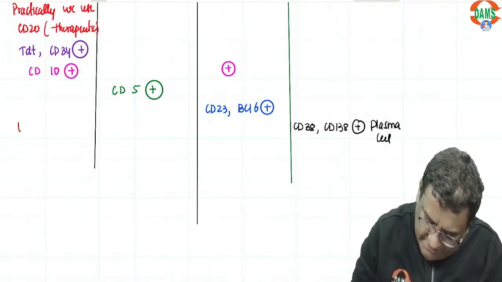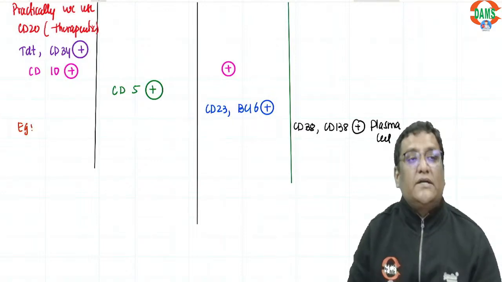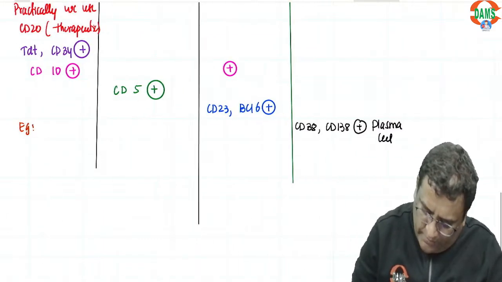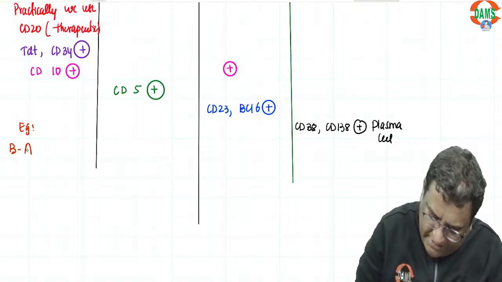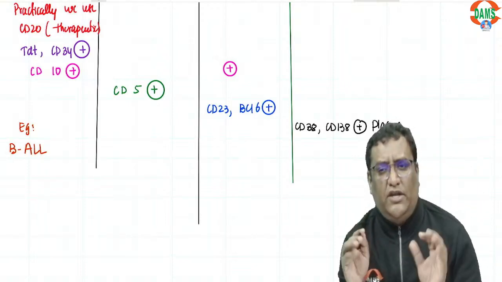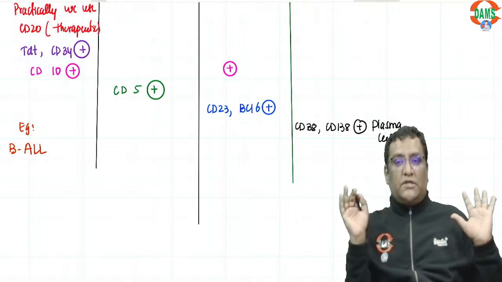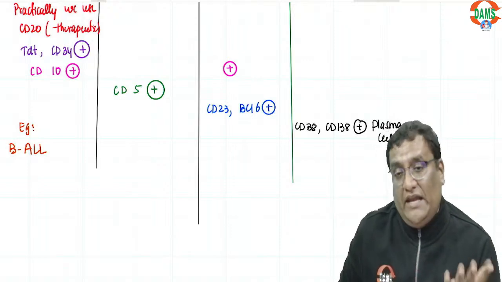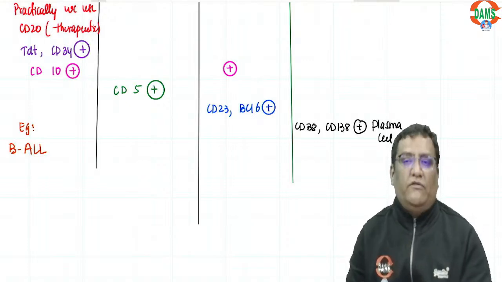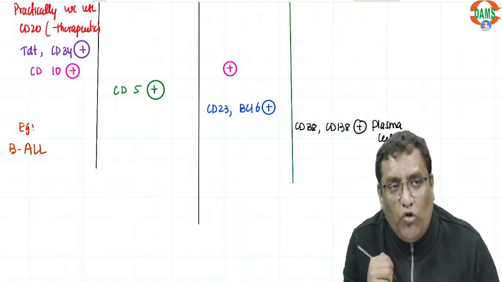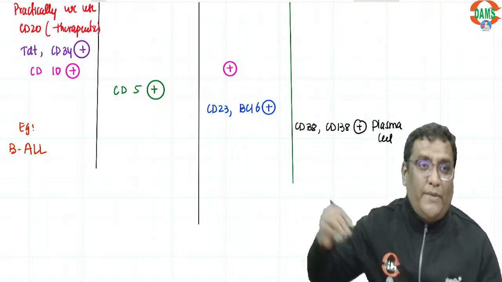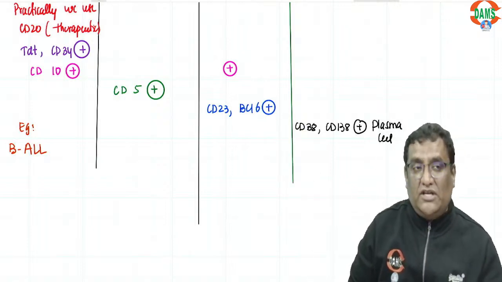So first one, example for precursor neoplasm. Say I'm continuing in the same table. Example for a precursor neoplasm, only one. What is that? B-ALL. See, remember, precursor neoplasms are always the acute neoplasms. For precursor T it was what? T-ALL. For precursor B, it is what? B-ALL. B acute lymphoblastic lymphoma or leukemia. Okay. Now, neoplasms which are arising from pre-germinal.